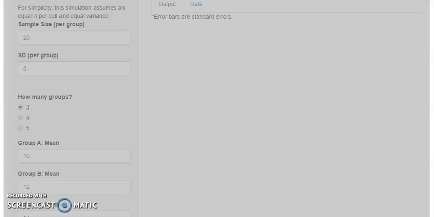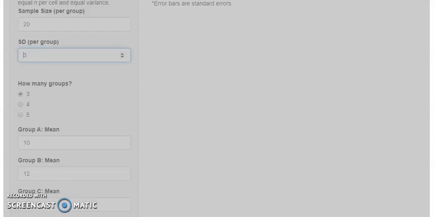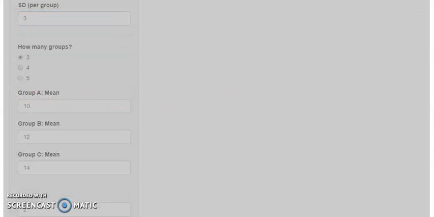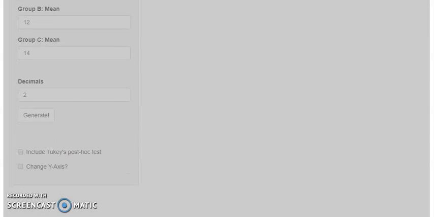So remember, standard deviation squared is variance, so that's going to be something that's looking at the bottom of my ANOVA. And then I get to go ahead and enter in the group's mean. So I went ahead and just put 10 for group 1, 12 for group 2, and 14 for group 3. And then I am going to go ahead and click, I want to do the Tukey post hoc as well. And I'm going to click generate.